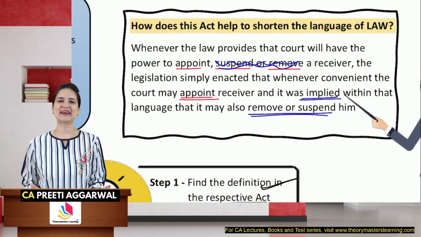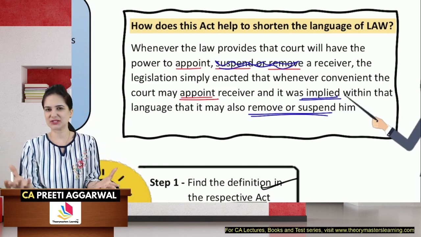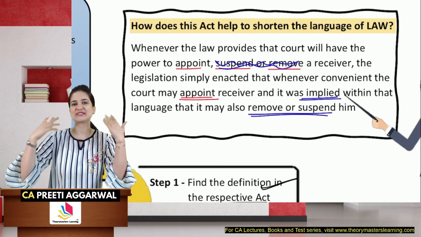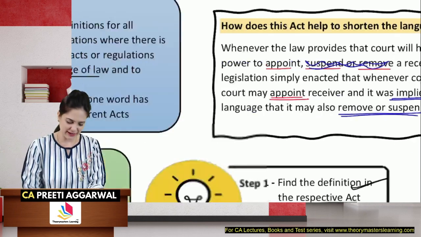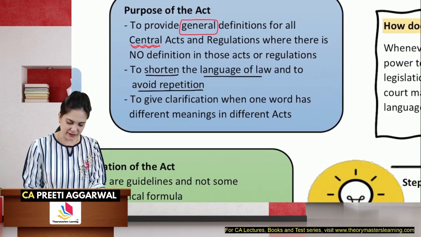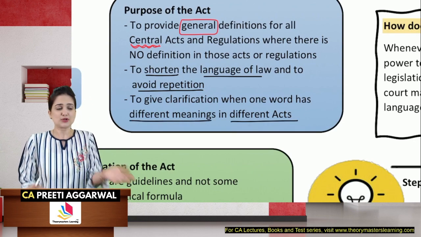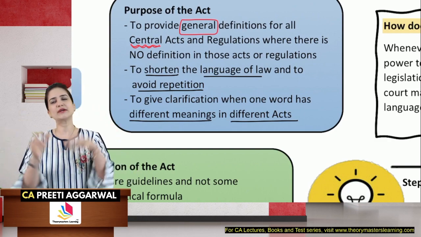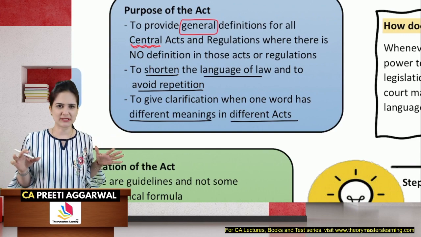We do require clarifications because people who read these acts may not know what is written in the general clauses, so they may need clarification. At many places you will find extra words and explanations given, but the aim of the General Clauses Act was always to shorten the language of law. It gives clarification when one word has different meanings in different acts. Every act may interpret the word differently, so to bring uniformity, we say that you all will refer to the definition given in the General Clauses Act.